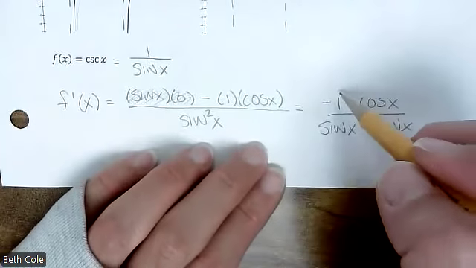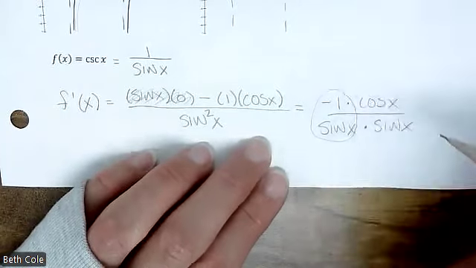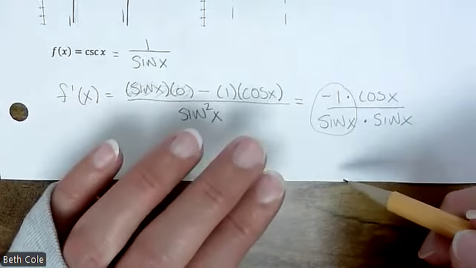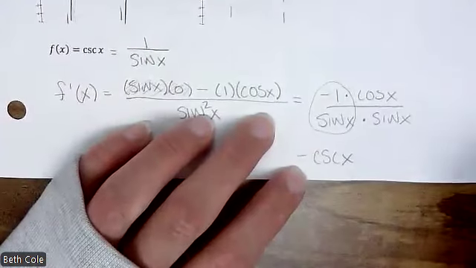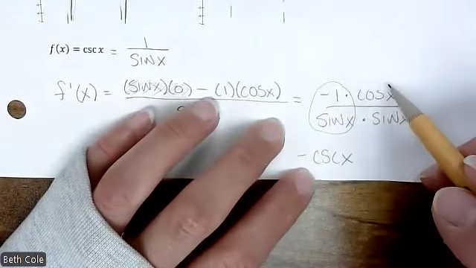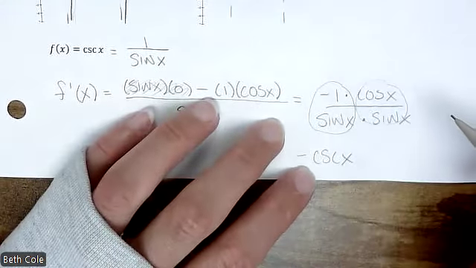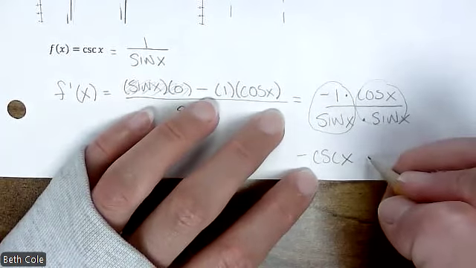So what would -1 over sine simplify down to? It'll be negative cosecant. Good. I knew what you meant. And then does anyone remember what cosine over sine simplifies to? Cotangent. Good.